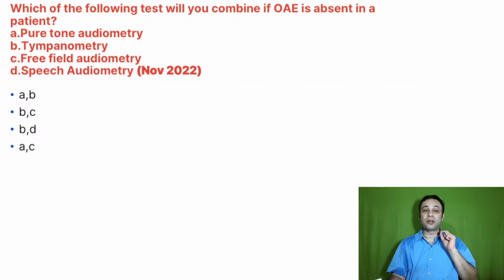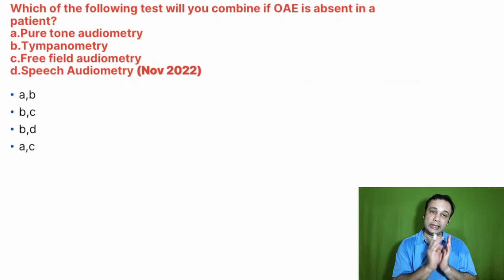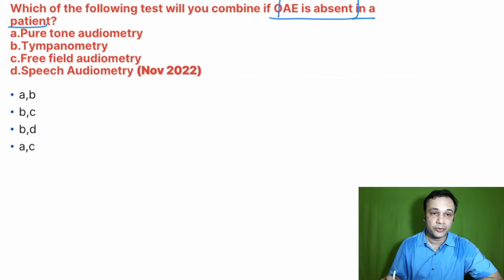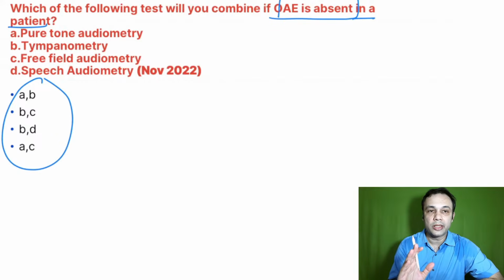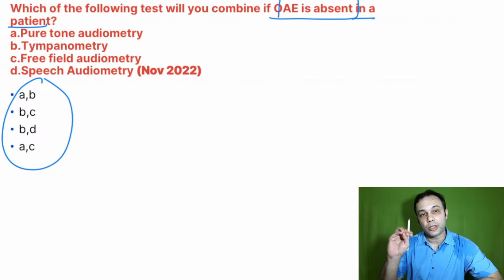So you can expect a lot of questions on audiological parameters. So be thorough with audiological parameters, hearing loss, hearing rehabilitation as far as ENT is concerned, right? So which of the following tests will you combine if OAE is absent in a particular patient? Can anyone tell me? You have pairs of answers, right? So here what you need to think about is one is the subjective test and you need to think about objective tests.